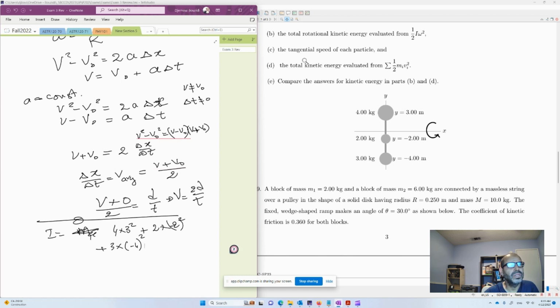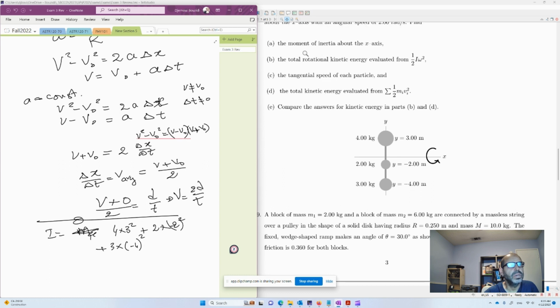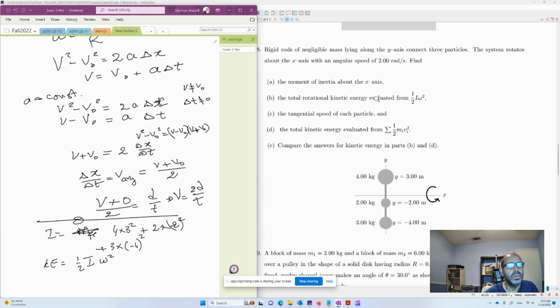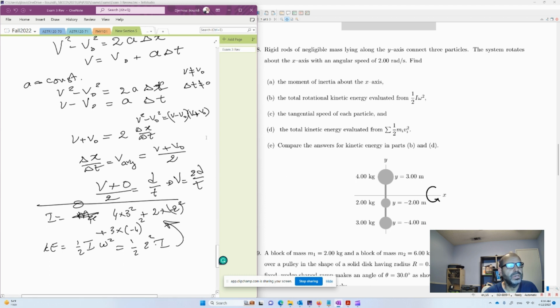And then the tangential speed of each particle. So we found the moment of inertia, and the total kinetic energy is 1/2 I omega squared. Since we just calculated I, which is straightforward, times omega squared, and omega is also given, it's in here, 2 radians per second. So this is equal to 1/2 times I times omega, which is 2, squared, and I refers to this calculation, okay? And then the tangential speed of each particle.